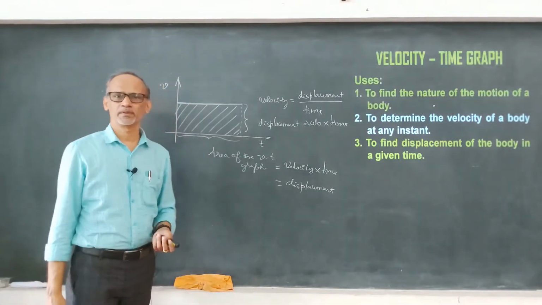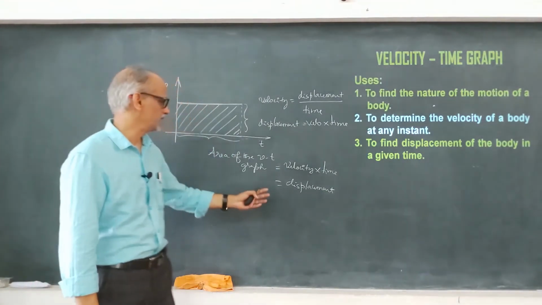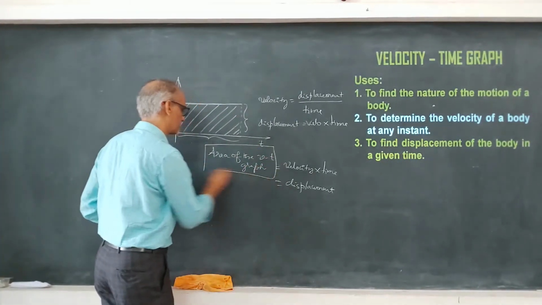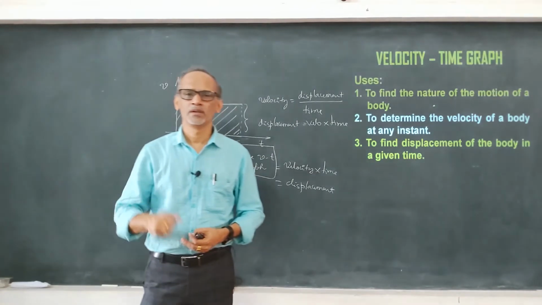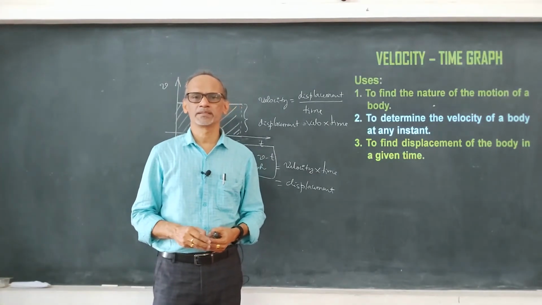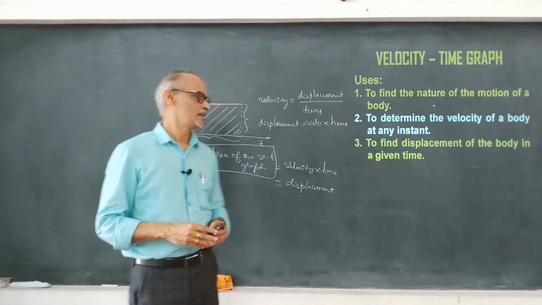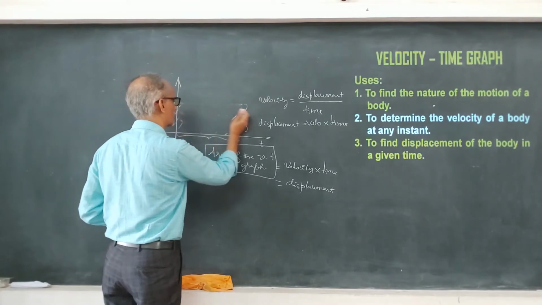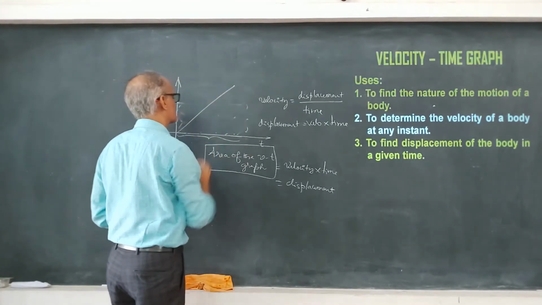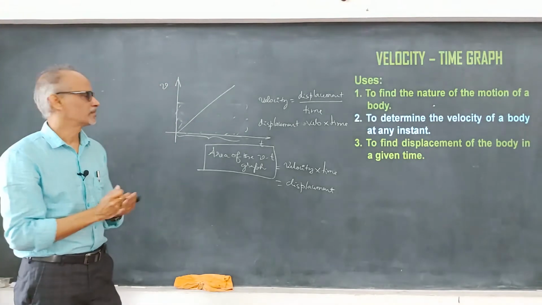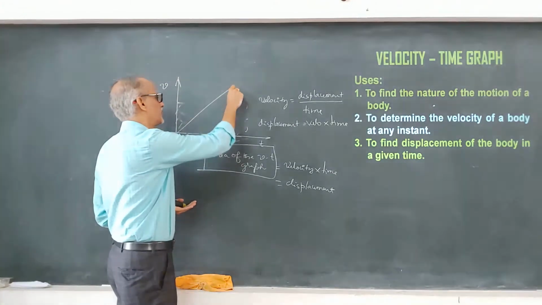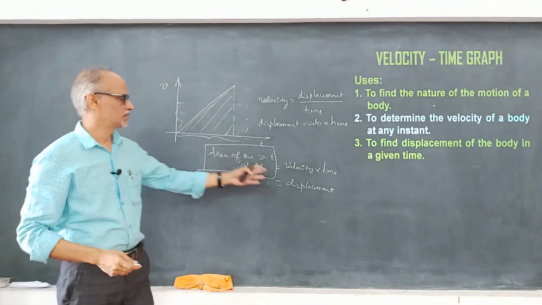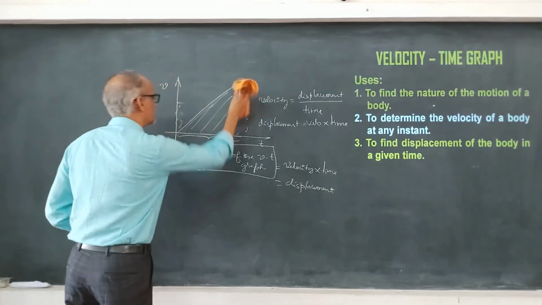So therefore, one of the important points: how to find the displacement using the VT graph? By finding the area of the VT graph, or the area below the VT graph, which gives the displacement. Remember, this statement is valid not only for this graph, it's valid for this also. For example, if I get a graph like this, a body moving with uniform acceleration, now find the area, but this time you have to find the area of the triangle, and that will give you the displacement.